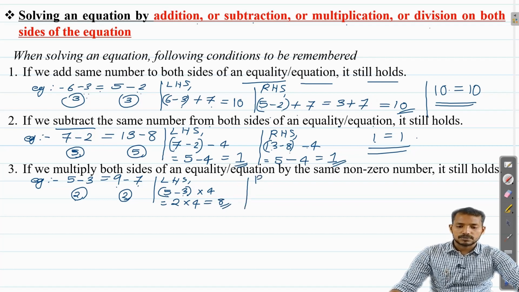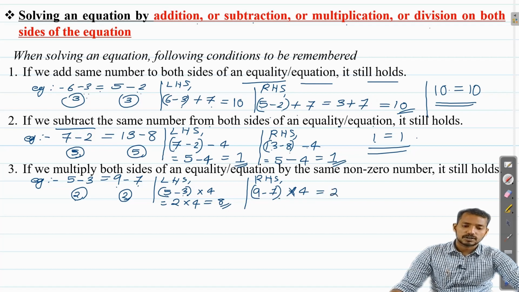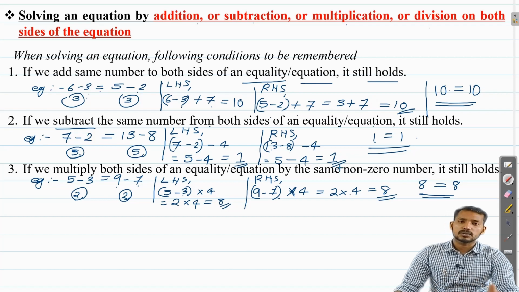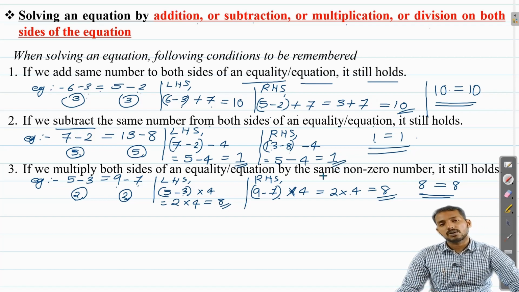Now the RHS, the right hand side of this equality, 9 minus 7. I am going to multiply with the same number, that is into 4. 9 minus 7 is 2, and 2 into 4 is equal to 8. So the left hand side is 8, and the right hand side also is 8, that is 8 equal to 8. When we multiply by the same number on both sides, the equality still holds.